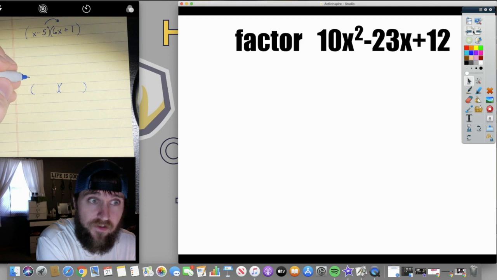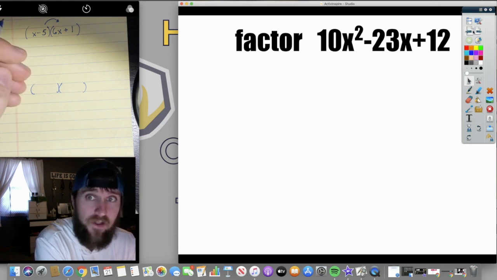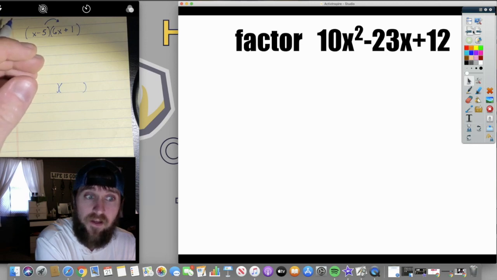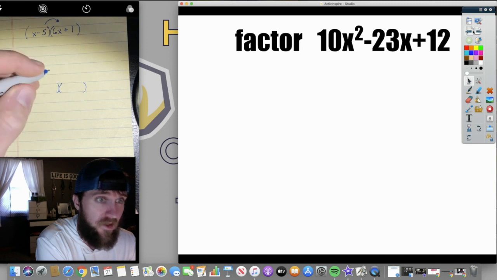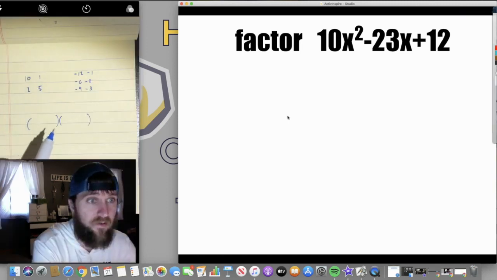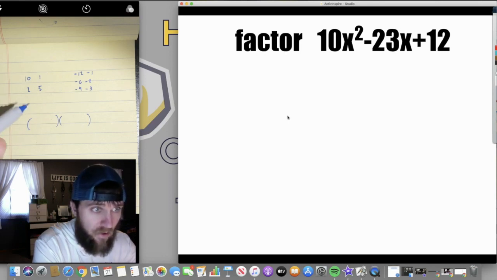Now, why is this one so tricky? Why is this the last example? 12 is not a prime number. 10 is not a prime number. So there's a lot of possibilities of different ways to get 10 and different ways to get 12. And we got that negative thrown in there for the -23 and the different orders. Because I know the answer, I'm going to not show as many possible wrong guesses.